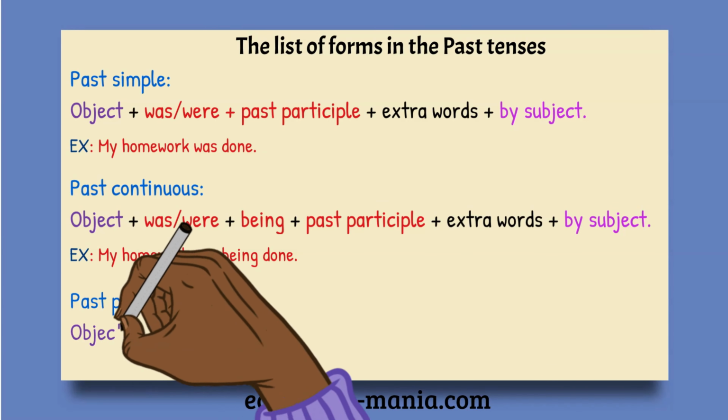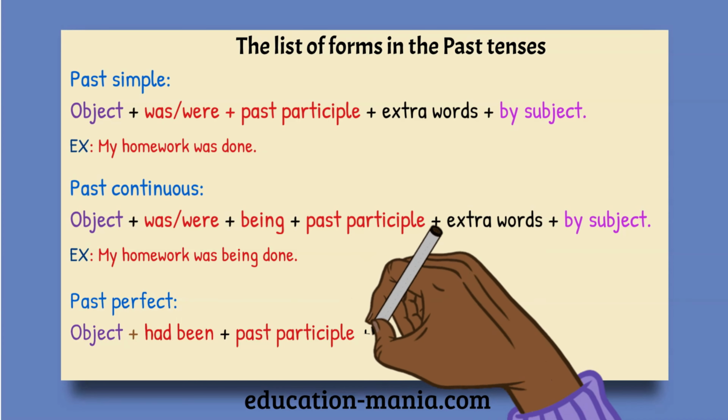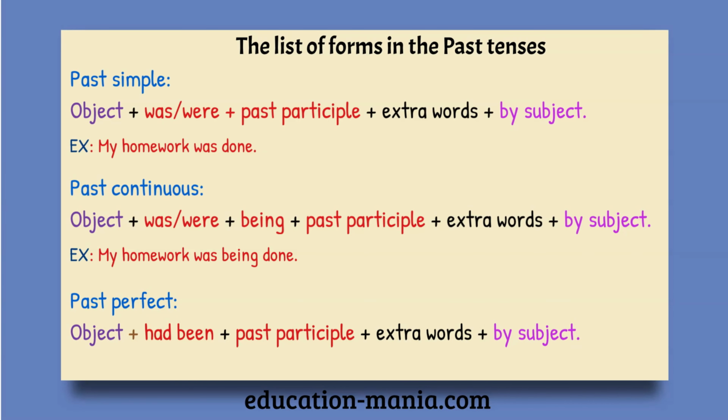In the past perfect: object, plus had been, plus past participle, plus extra words, plus by subject. My homework had been done.